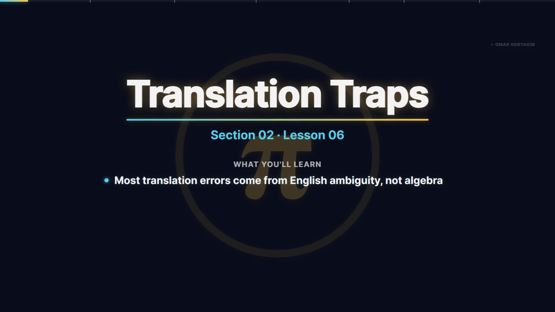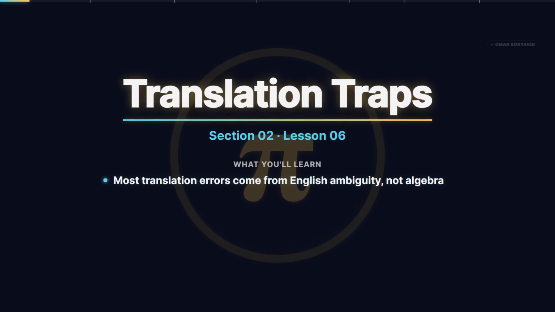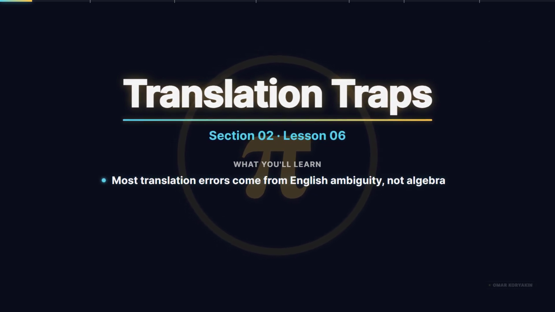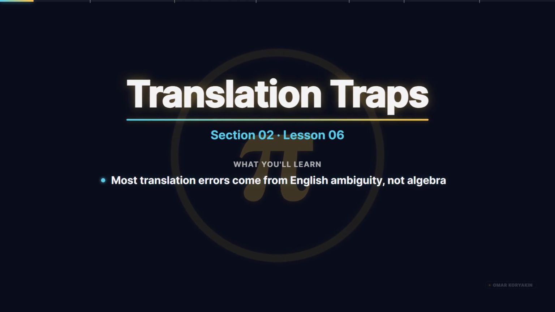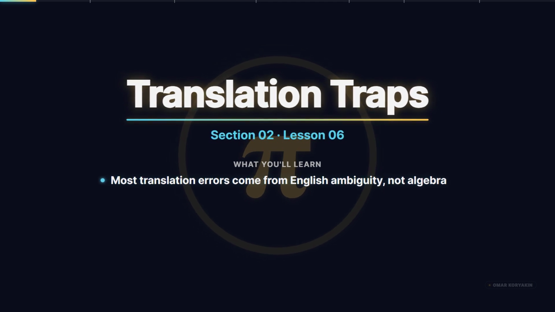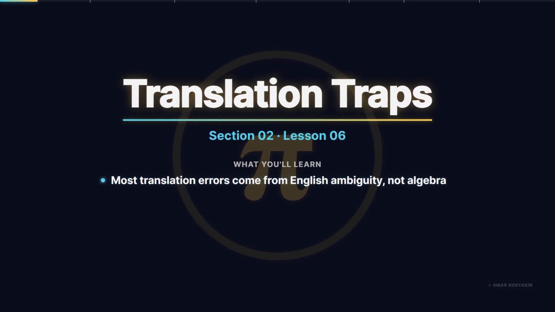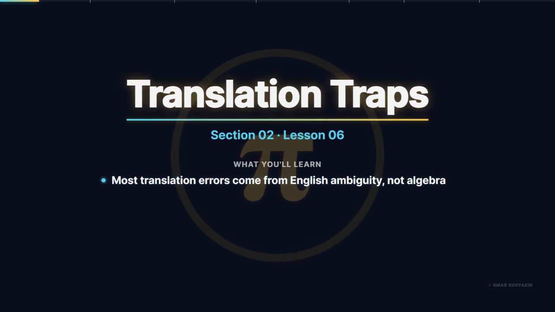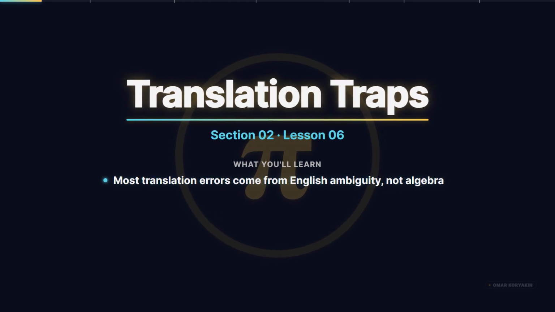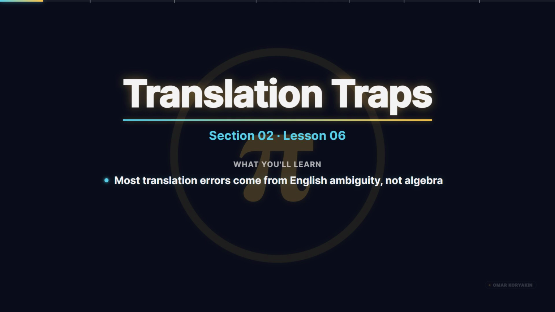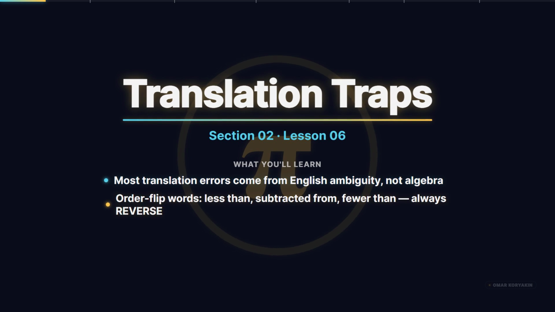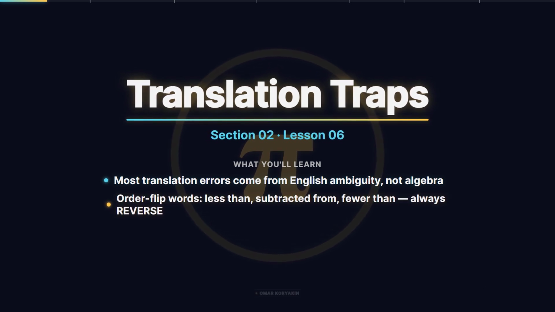First idea on the board. Most translation errors are not algebra errors at all. They are English reading errors that produce the wrong algebraic structure before the algebra even begins. The student knows perfectly well how to solve 2n plus 5 equals 17, but if the original sentence translated incorrectly to 2n minus 5 equals 17 because of an order flip, the solution will be wrong no matter how clean the algebra is. Today's lesson is therefore mostly about reading English carefully, with the algebraic translation being the byproduct of that careful reading.